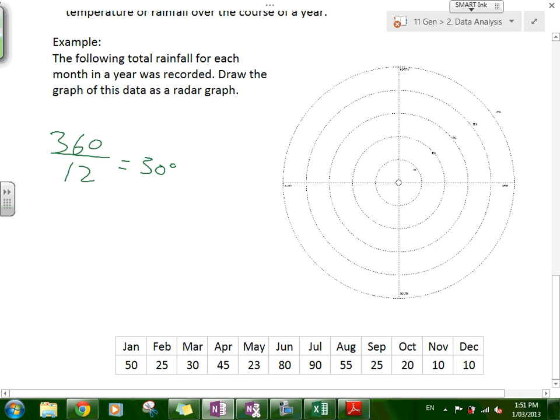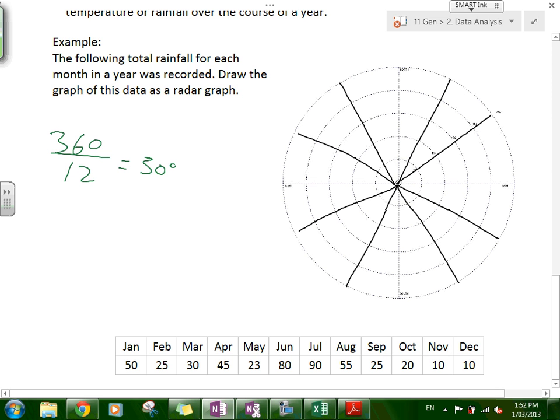Alright, 30 degrees. So what we're going to do is break this up into 12 parts. Basically it's going to be 30 degrees each section. Again, use a ruler. Okay, so that's our radar graph, the set of axes. And then we have to label each month. Where do you want to start January? On the top, or do you want to start January here? Doesn't actually matter where. As long as it's clearly done, it's fine.